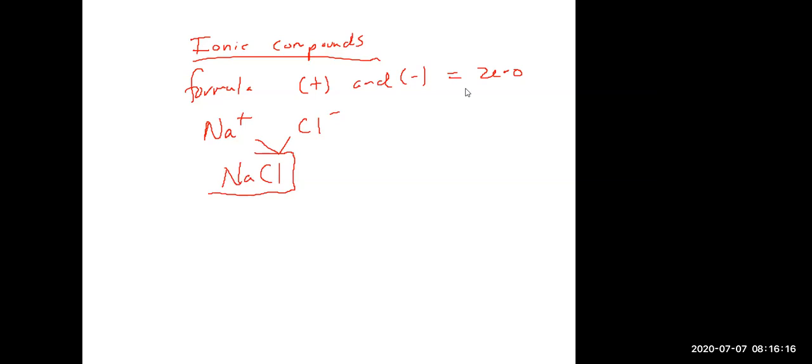When we write a formula for something that's ionic, we never show a charge, but it is indicated that this thing is made up of two things. It's made up of our cation, which is our sodium, and it's made up of an anion, which is, in this case, our chloride. So we always want to balance charges.